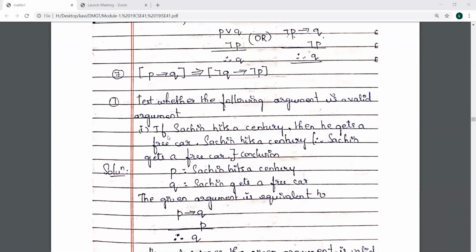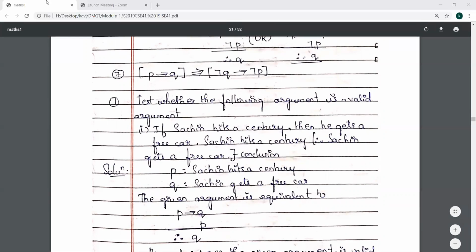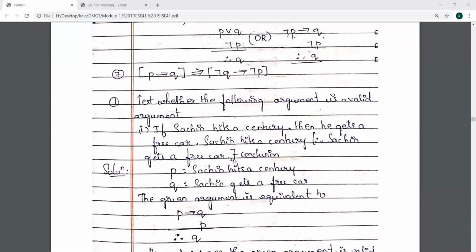Here two propositions are given. First sentence is first proposition, second sentence is second proposition. Then the sentence given with therefore is the conclusion. So we need to first write the given argument in symbolic form. Next we have to check whether it is a valid argument or not using rules of inference. So we know 7 rules. Whatever the appropriate rule needed for the given problem you need to apply, then you have to check whether the argument is valid or not.